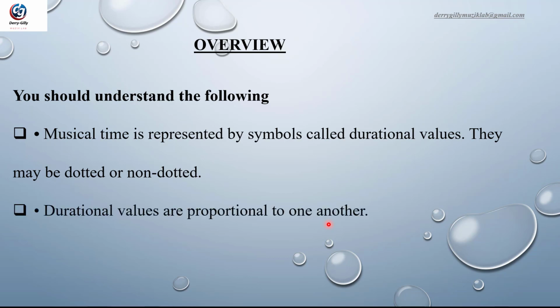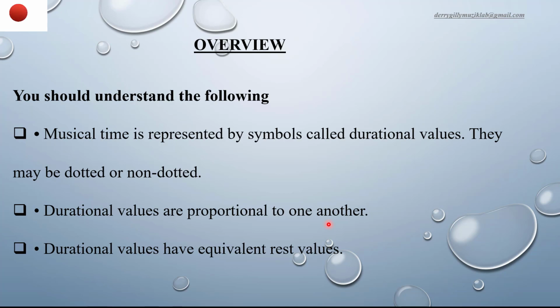We should also understand that durational values are proportional to one another. We said it in the previous slides that they come together and they are directly proportional to each other. Okay, so if we have a semibreve, we can have a minim just coming after a semibreve, and so on and so forth. So they are directly proportional to one another. And then we can also say that durational values have equivalent rest values. So if they are directly proportional to others, they have equivalent rest values.